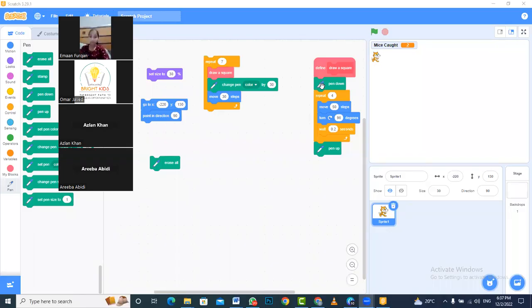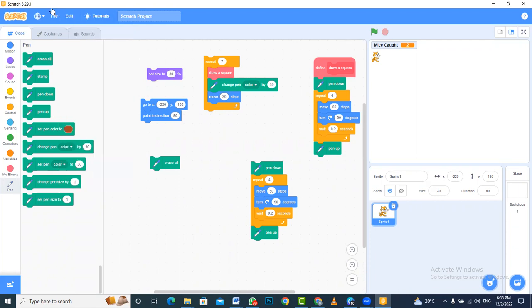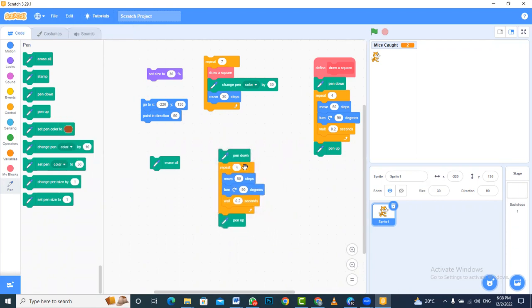So now what we do is I would duplicate this code block here and I would use another function to define how do I draw a triangle. Okay. So how do we draw a triangle? Do you know how we draw a triangle? We draw a triangle by repeating the same thing, but instead of doing it 4 times, we are going to do it 3 times. And instead of turning 90 degrees, we are going to turn 120 degrees. The formula is very simple.